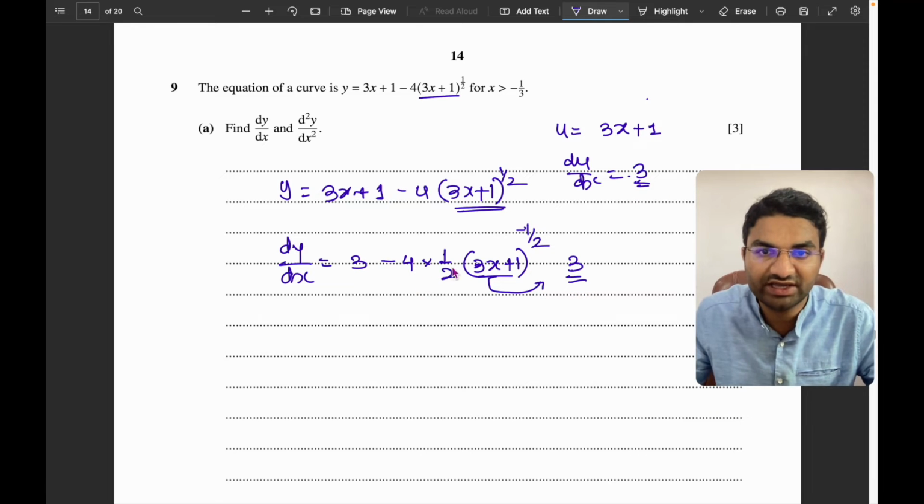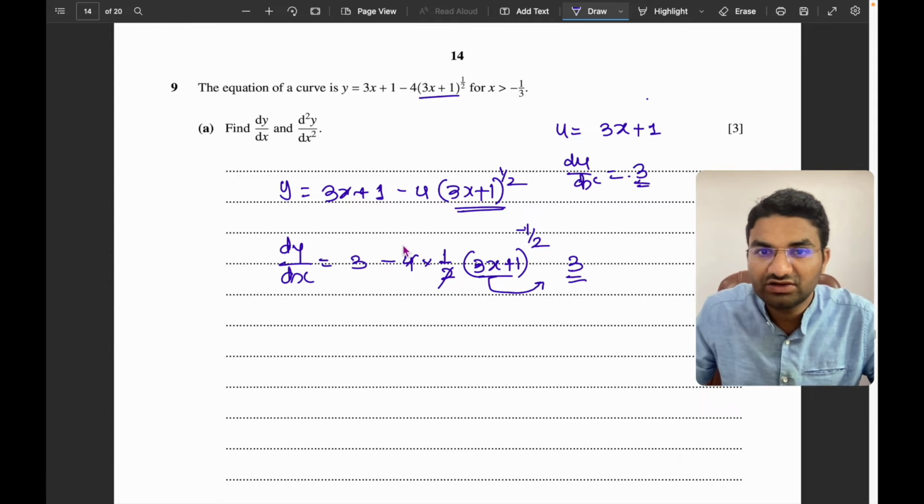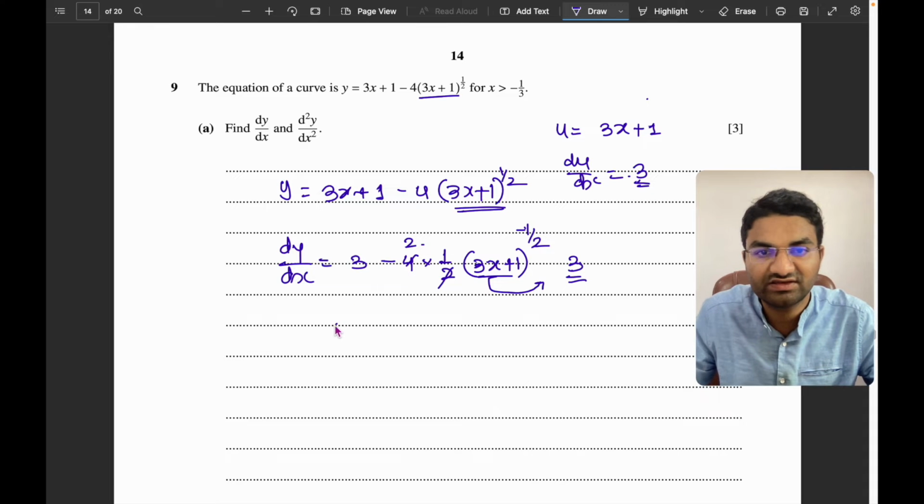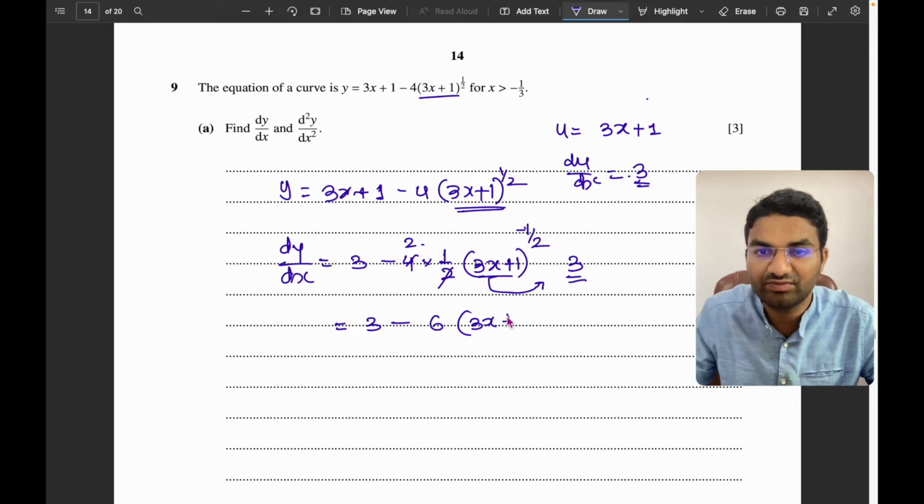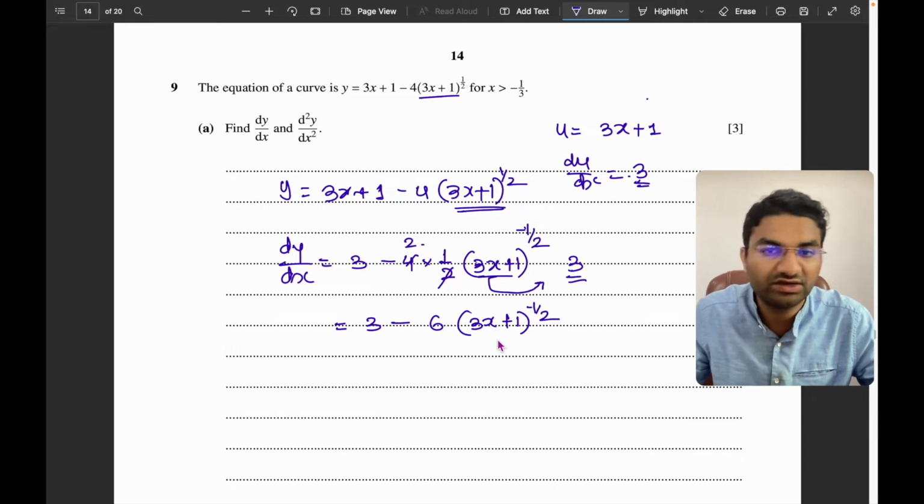And just to simplify here, 2 times 2 is 4, so 4 times 3 divided by 2 is 6, so it's 3 minus 6 times 3x plus 1 raised to negative 1 by 2.